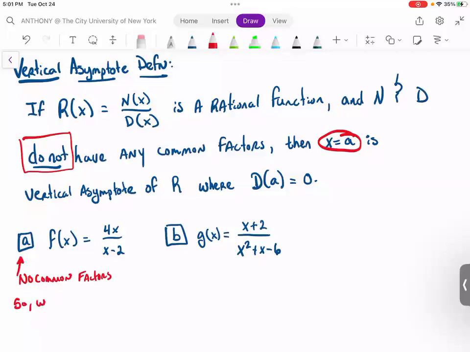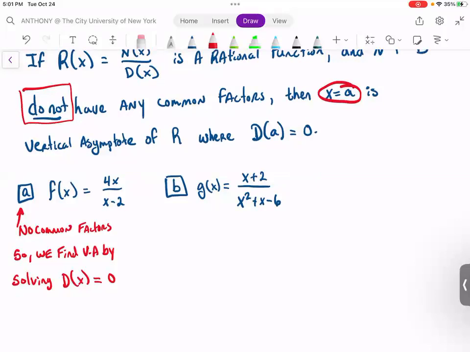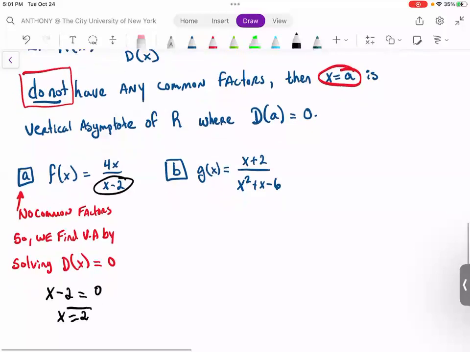So we find the vertical asymptote by solving d of x, meaning the denominator, when it's set equal to 0, and you solve for x. If you take your denominator, which is x minus 2, and you set this equal to 0, what will you get? Careful. You get 2. You get x equals 2. So x equals 2 is our vertical asymptote. That's our VA.